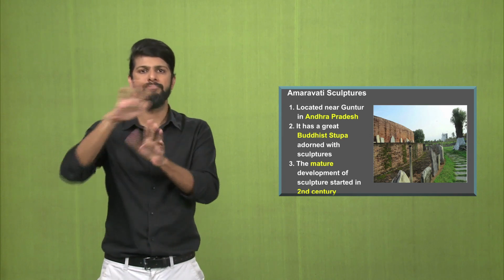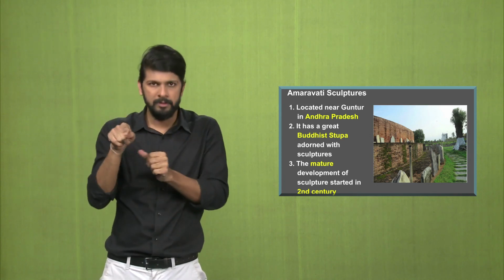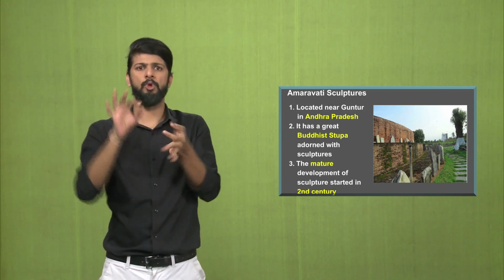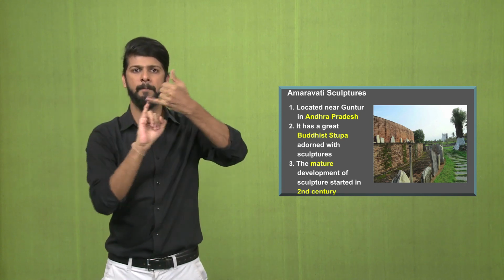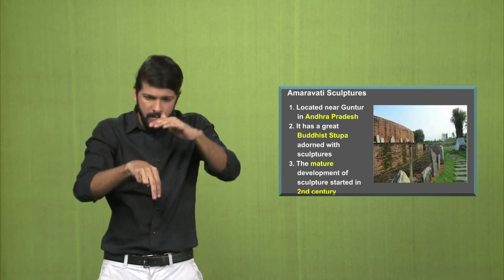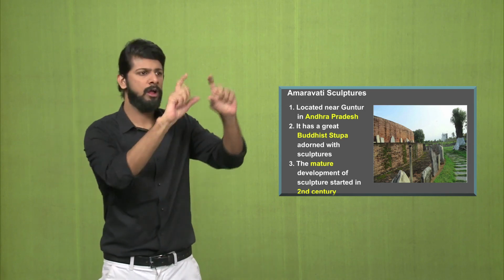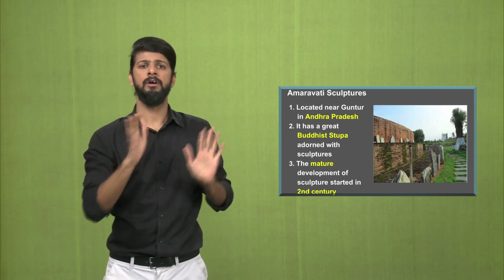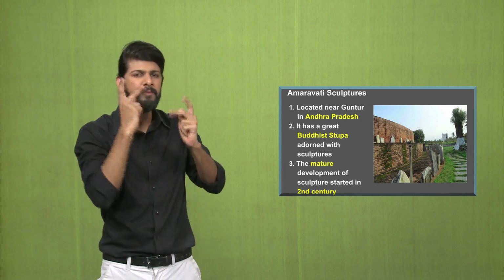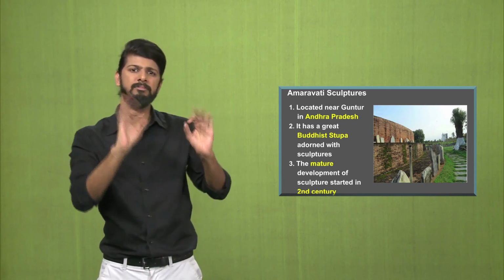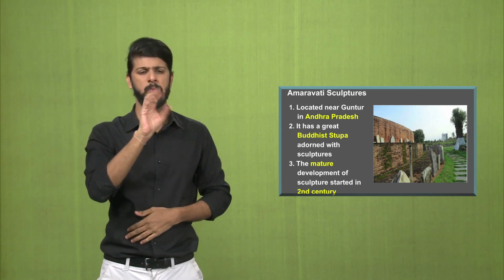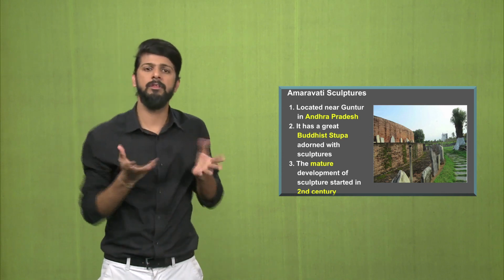Then we have the Amaravati sculptures. This is located near Guntur in Andhra Pradesh. This place has a huge Buddhist stupa, and within the stupa there are a lot of sculptures, mostly of Buddhist origin, and the maturity of the development of the sculptures technically started in the 2nd century AD.